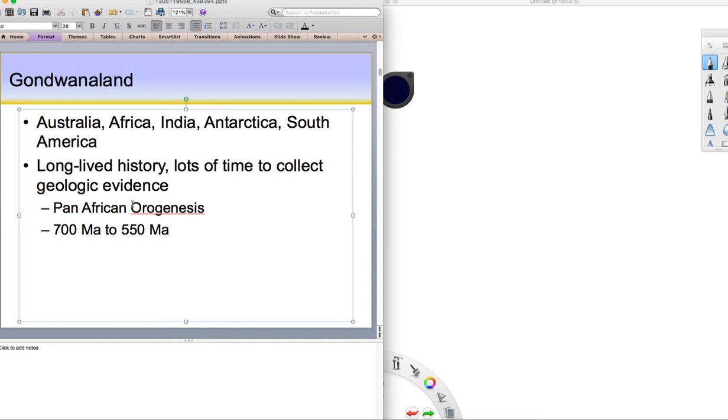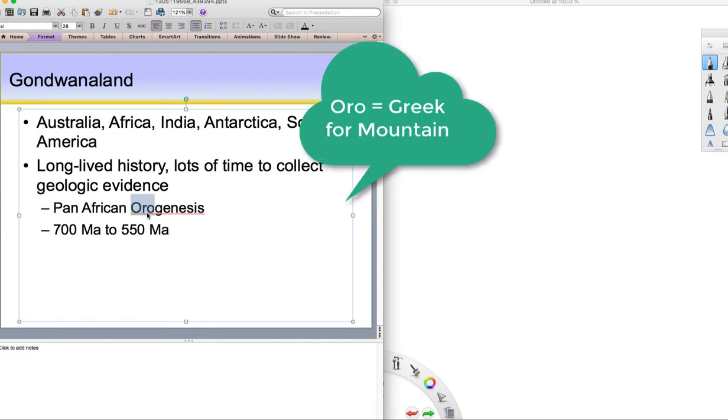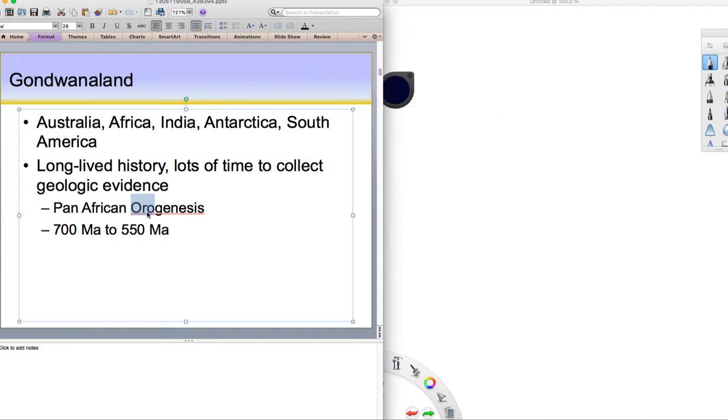And the word we use is orogenesis. Oro means mountain in Greek. So orogenesis means the birth of mountains. So when continents crash into each other, they make high mountain ranges. A good example is the Himalaya range. India is crashing into Asia, and you're making the high Himalayas. Gondwana had a long history to collect geologic evidence.